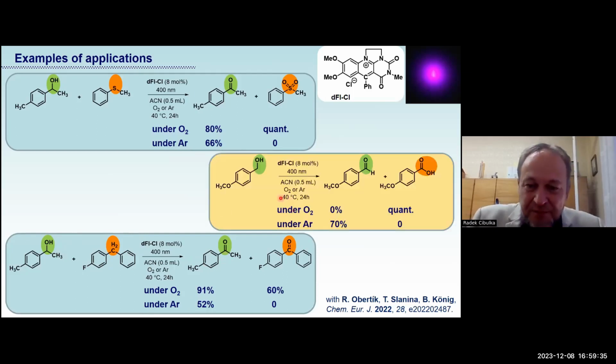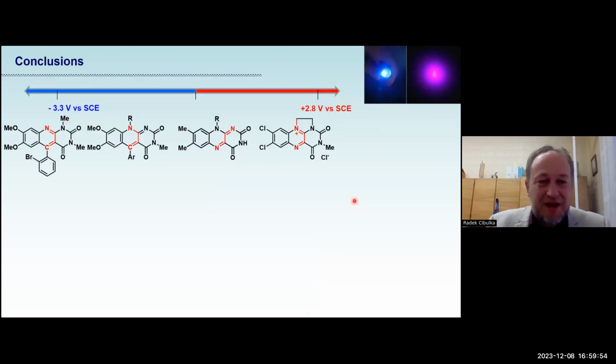And the same here, we can see nice selectivity, because under argon, we can have only oxidation to aldehyde and not to carboxylic acid, which is known to be observed under oxygen. So you can see this very nice application of flavins, and we can conclude that really flavins can be very strong oxidizing agents and also very strong reducing agents. And we found many interesting synthetic applications of such reductive species in organic chemistry.